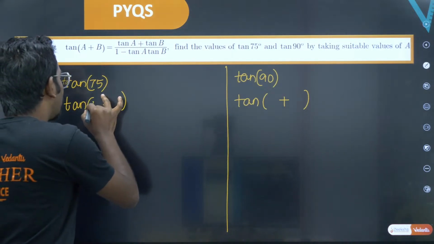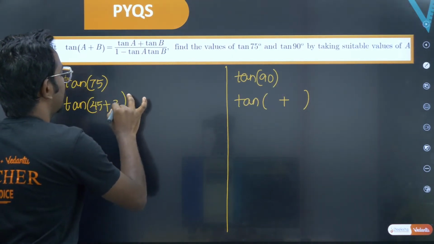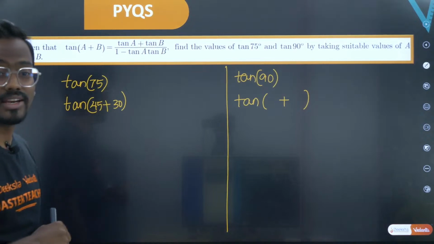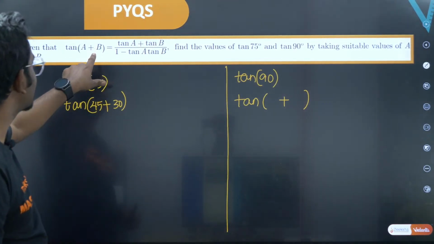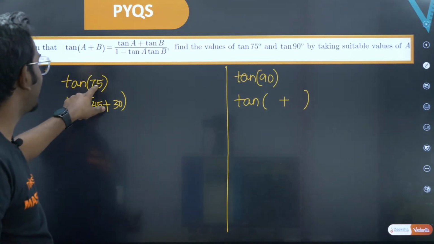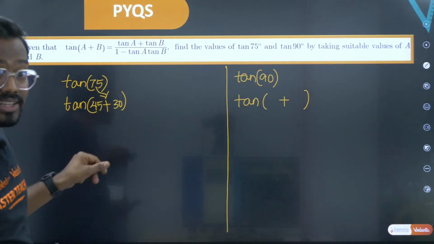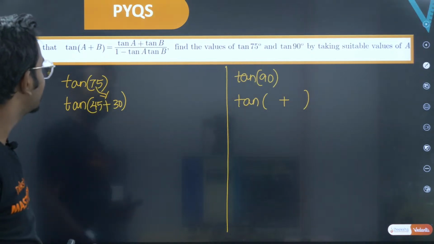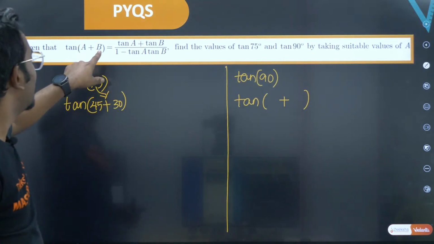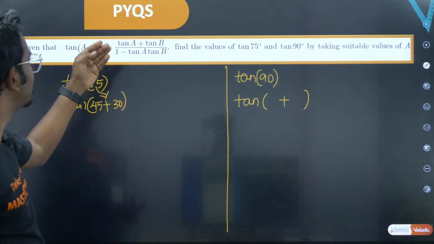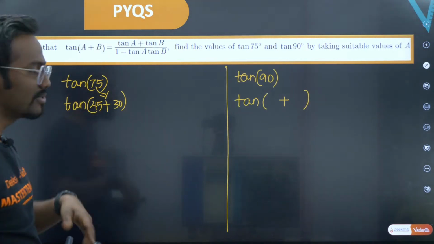Sir, you can take 45 plus 30. Yes, these both things are already known, and I've got this as tan a plus b. See, I don't know the value of tan 75 already. So I can get the value of tan 75 something like this, where you can take a as 45 and b as 30. The tan of a plus b formula they have already given, just try to substitute them.